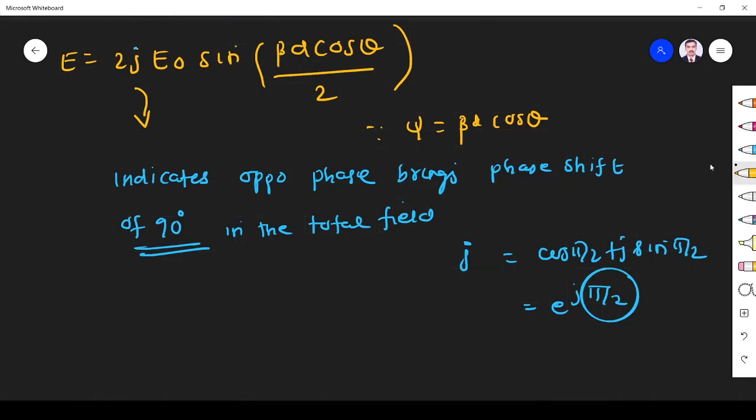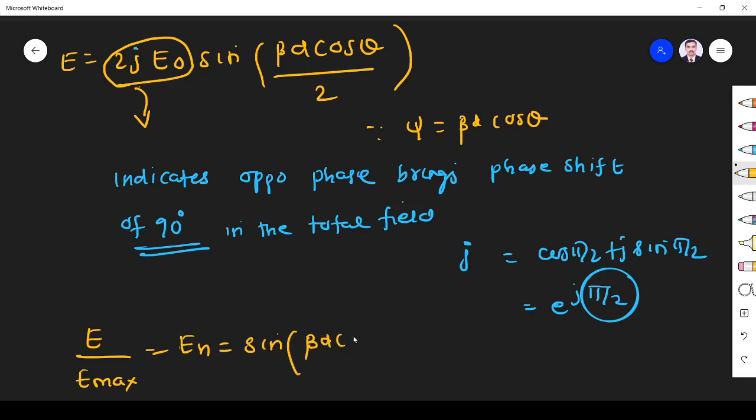If you normalize, we have to divide by the maximum value. So the equation will become E by, what is the maximum value? 2j E naught. This is the maximum value of E. So E divided by E max. Why is it the maximum value? Sine has a maximum value of 1. So what is the maximum value of E? 2j E naught. So if you divide E by E max, what you get is En. En is nothing but E divided by 2j E naught, that is equal to sine of beta d cos theta by 2.